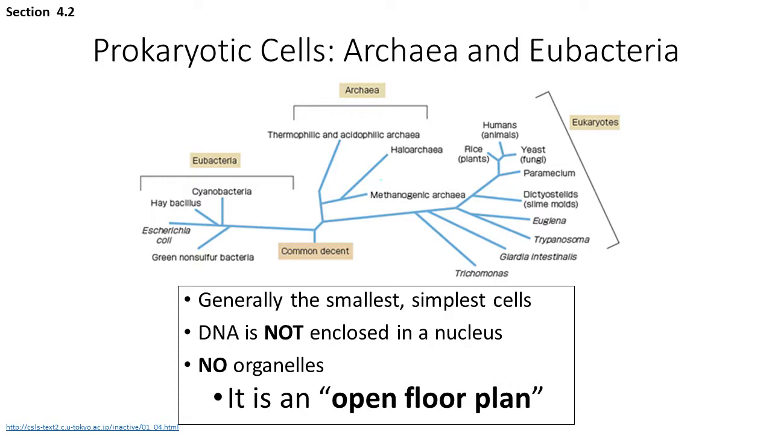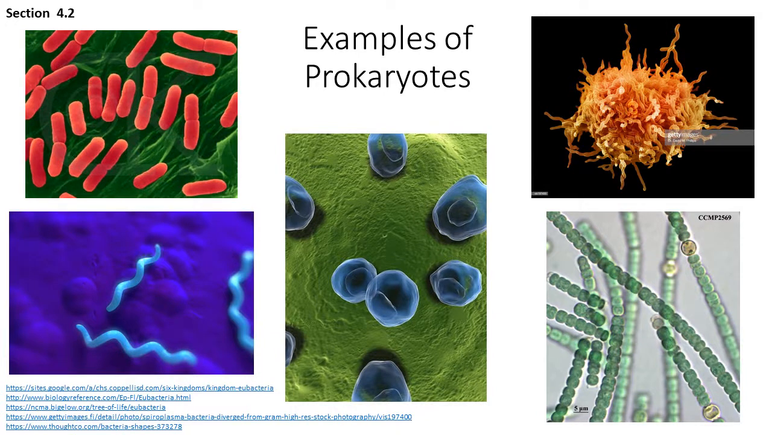where all of the functions occur throughout the cell, and there is no compartmentalization of function. Some examples of some prokaryotic cells: they can be rods, they can be spirals, they can be spheres, they can perform photosynthesis, and they can live in colonies.